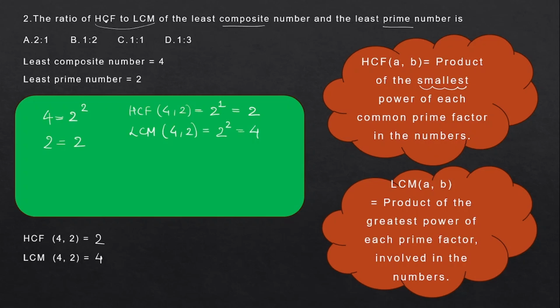So here they are asking the ratio of HCF to LCM. So we write the HCF first and then the LCM. This is not in its simplest form. On writing it in the simplest form, the answer is 1:2. So for this particular question, the answer is option number B. I hope you understood. Let's move further.